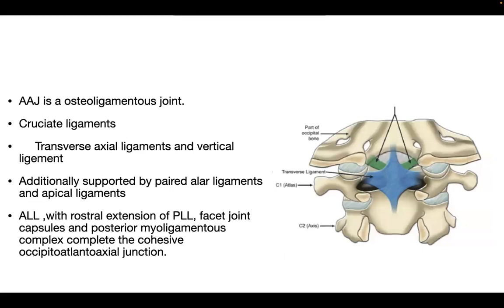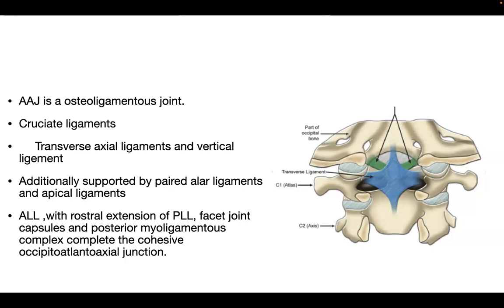The atlantoaxial joint is an osteoligamentous joint. The main ligaments form the basis for the stability of this joint. The cruciate ligament is the most important ligament, which includes the transverse axial ligament and the vertical ligaments. The transverse axial ligament runs between the two lateral masses of the C1 vertebra. It covers the dens anteriorly. Additional support is provided by the paired alar ligaments and the apical ligament.